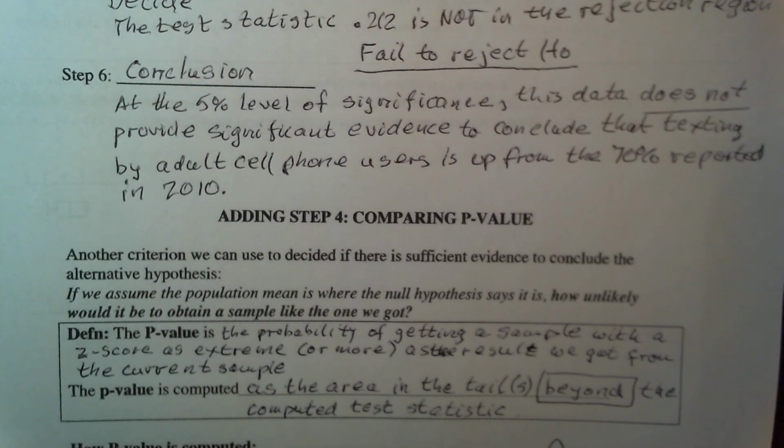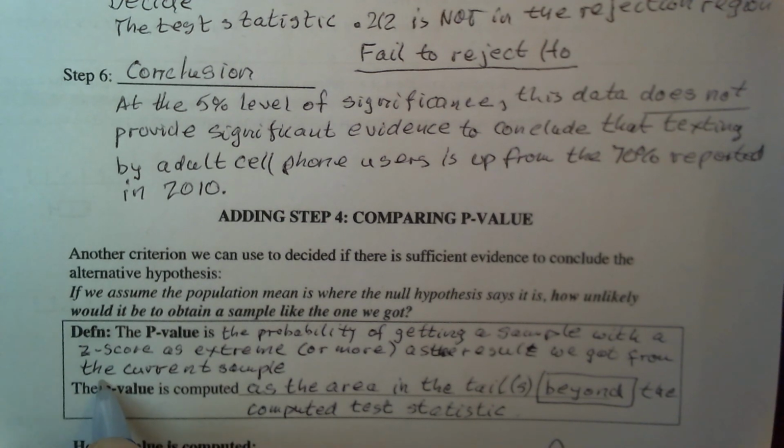So here is the definition. The p-value is computed as the area in the tails beyond the computed test statistic. In other words, it's a probability. That's what the p-value is. Keep that in mind. By the way, it does not refer to the population proportion or anything like that. So it's actually a capital P. It should always be written with a capital P, so that we don't confuse it with the population proportion.